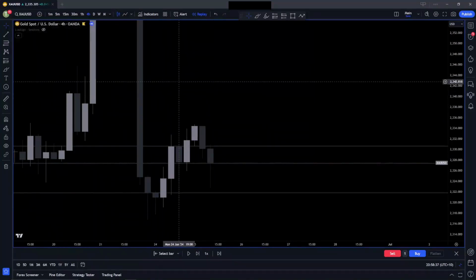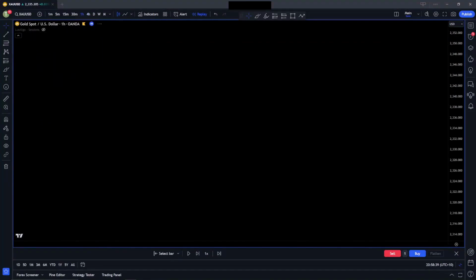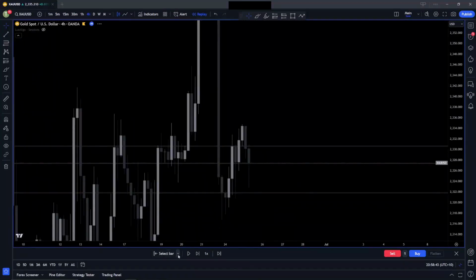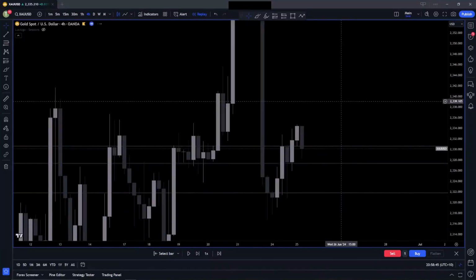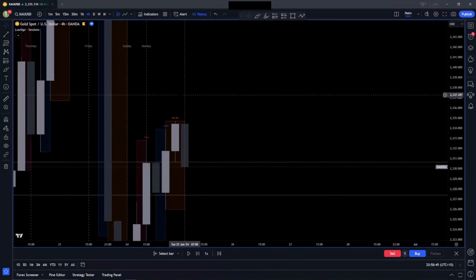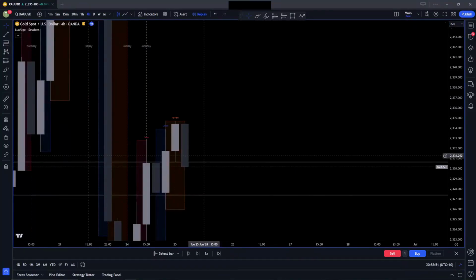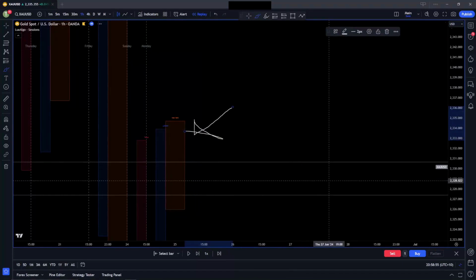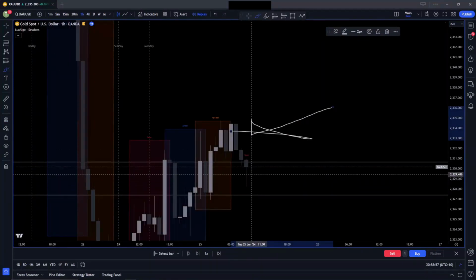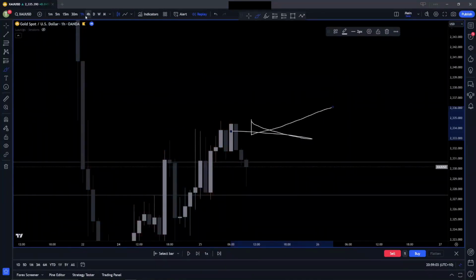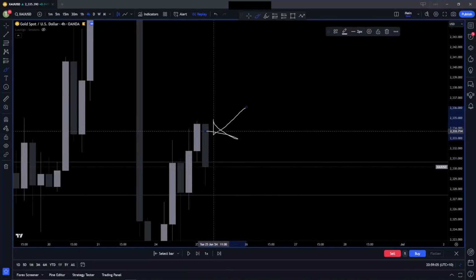Okay. I think I went too far. Okay. So you have the 4 hour open for the day, hourly. You have a pretty big 4 hour close bearish. This is the Tokyo hour here, 10 a.m. Okay. So you have a 4 hour close bearish here.